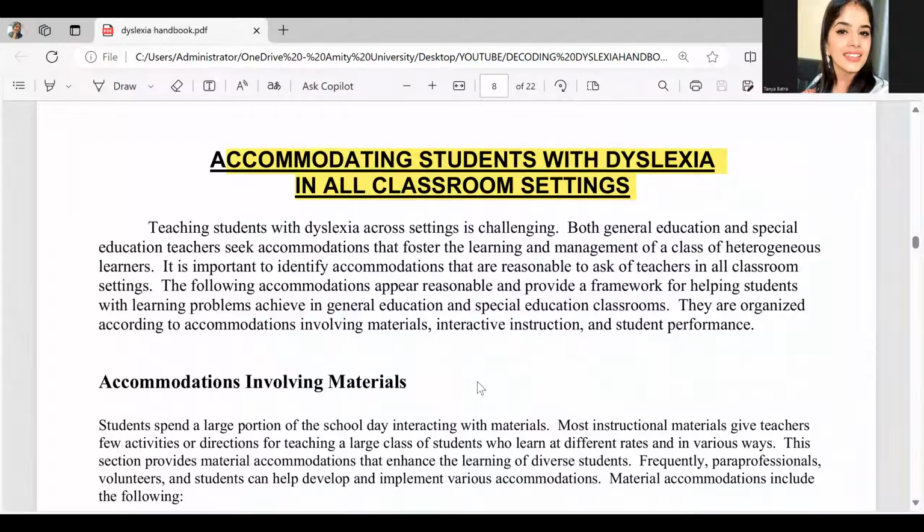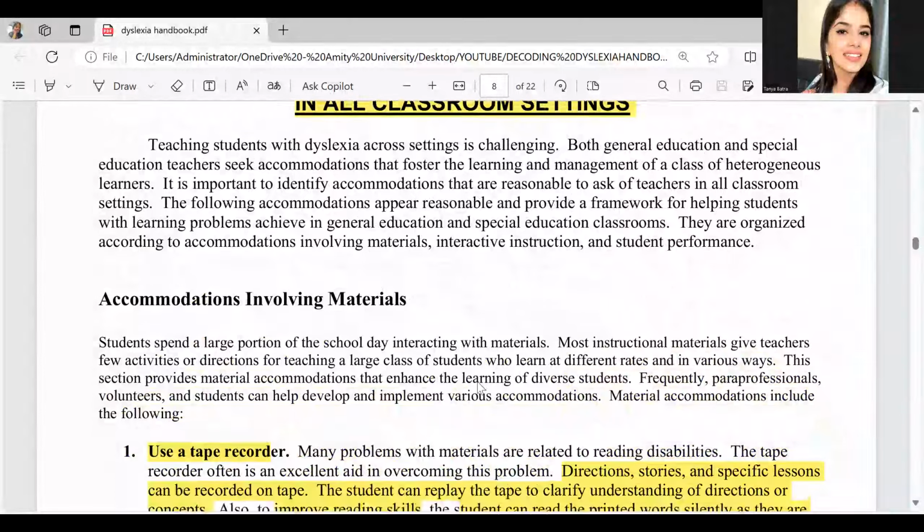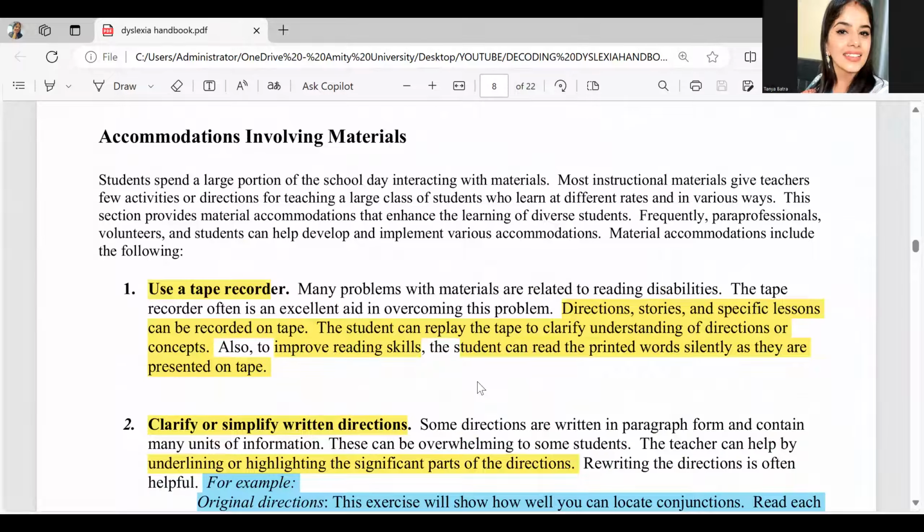But when I'm talking about accommodation, it refers to changes in the environment. It does not include reducing the level. It just refers to changes in the environment to make the child comfortable, to make the child supported, to provide support to the learner having dyslexia in the classroom. So accommodation basically refers to simple changes in such a way in which the learner is feeling comfortable in that classroom. Okay. Now, accommodation involving materials, if we talk about, like using a tape recorder.